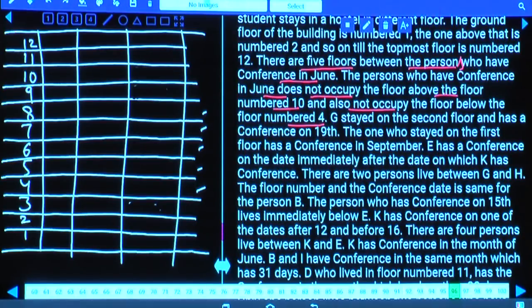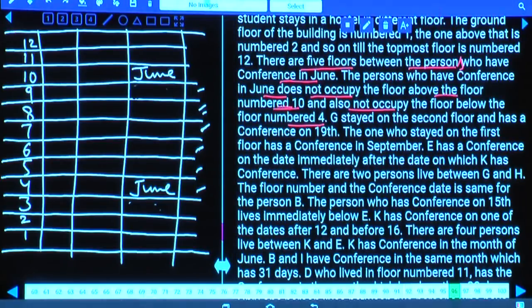Hence, if June is on the 10th floor, and the remaining 1, 2, 3, 4, 5, then another June must be on the 4th floor. Clear now? How many are there in between? There are 5 floors between the persons who are attending in the month of June.